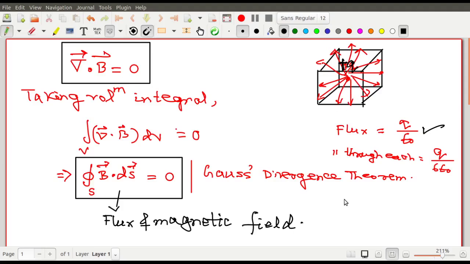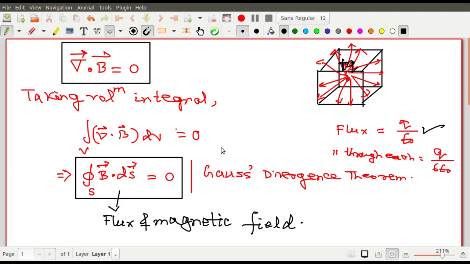So q by 6 epsilon 0 is the flux through each of the surfaces, right? And the flux is non-zero. That is what is very important to us. Understand properly, the flux is non-zero over here. That is what you need to understand properly. The flux is non-zero, and what is the amount of the flux? The amount of the flux is q by epsilon 0. Right? That is for the electric field.